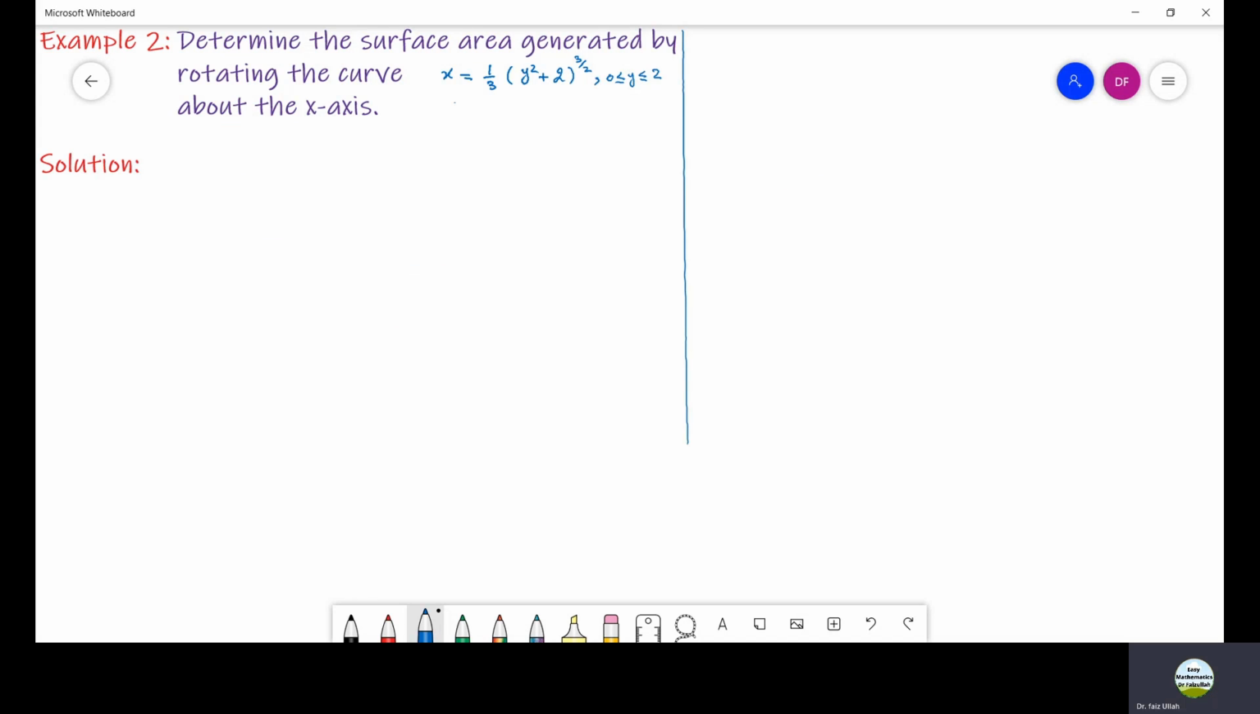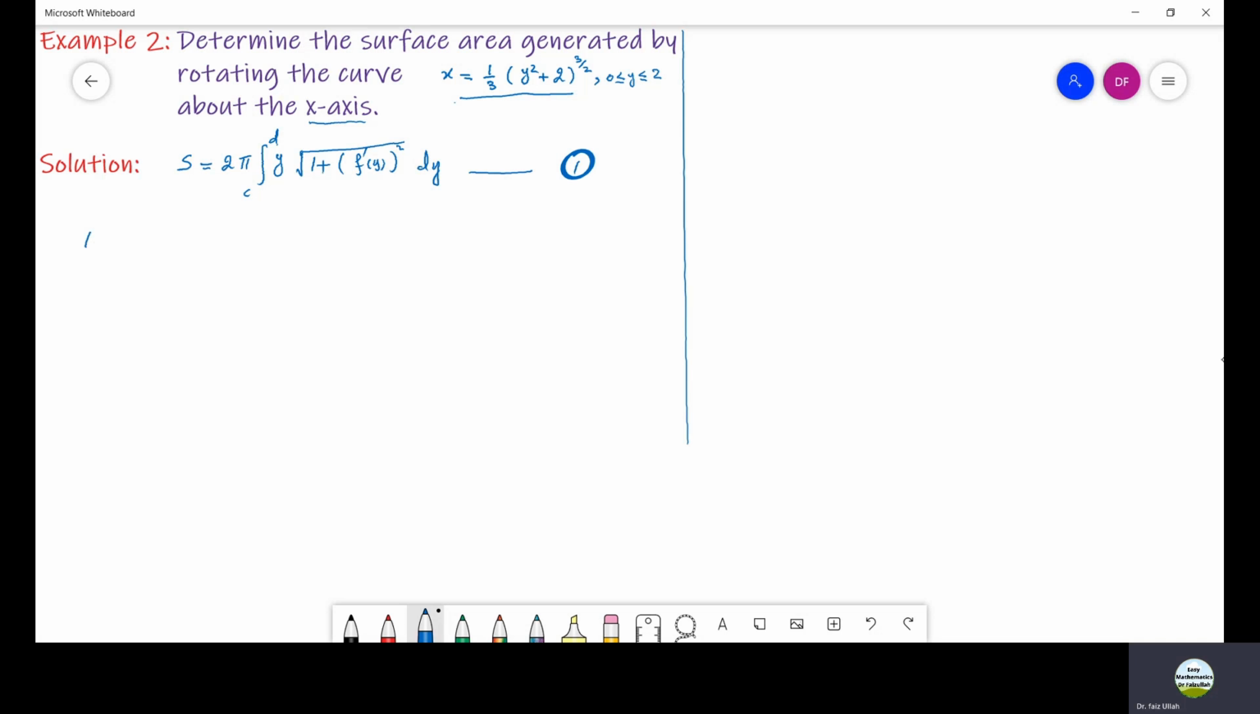In example number 2, we are given a function of y, where y is between 0 and 2, and we need to find the surface area where the region is rotated about the x-axis. So we shall use the second formula. S is equal to 2 pi, integration is from c to d, y under the root 1 plus f dash of y whole square into dy. Let us say this is 1.